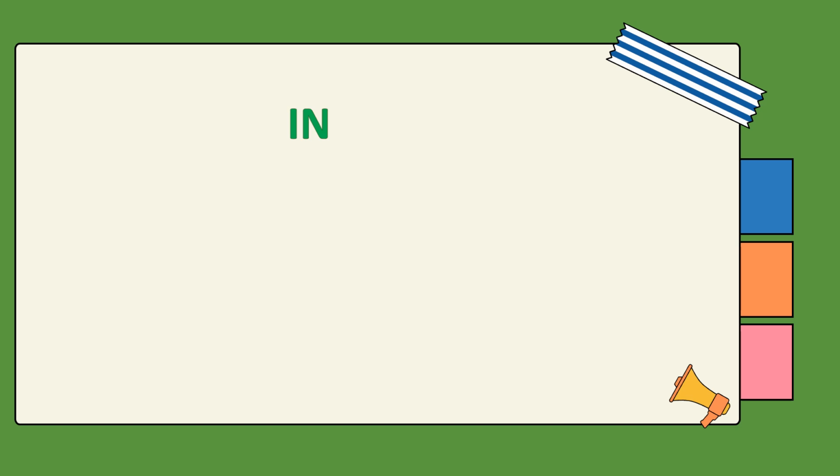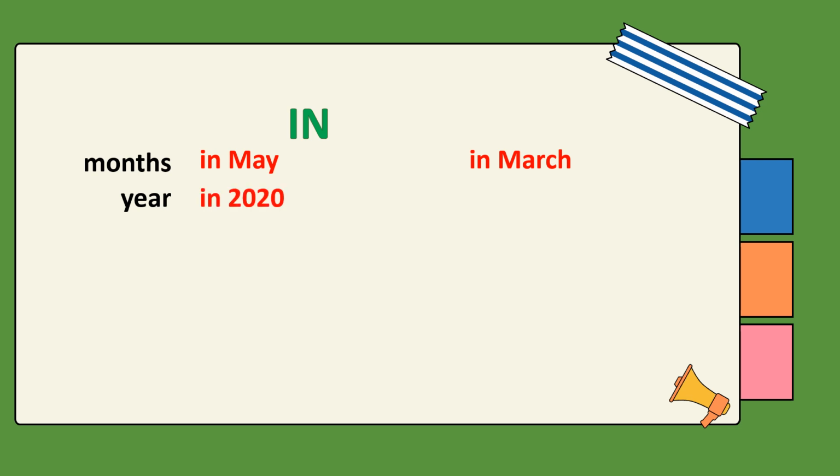First is preposition in. Children, in is used to talk about months. In May, in March. When we talk about months, my birthday falls in the month of May. Then year, for example, he shifted to India in 2020 or in 2021. Then seasons. We also use prepositions before the names of the season, for example, in summer, in winter.